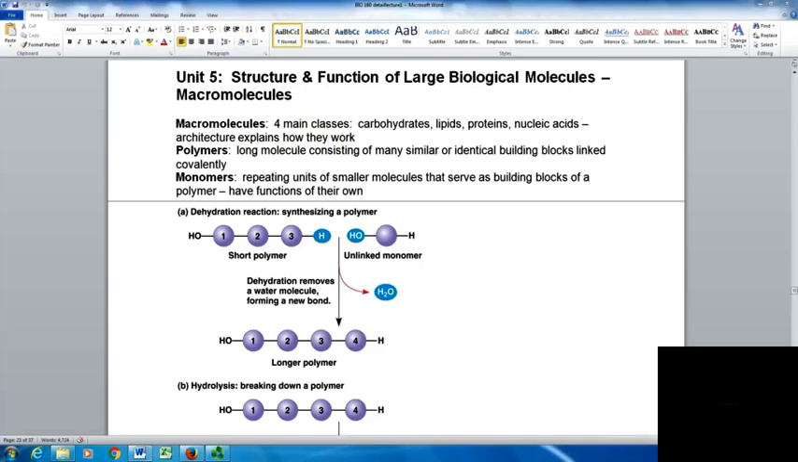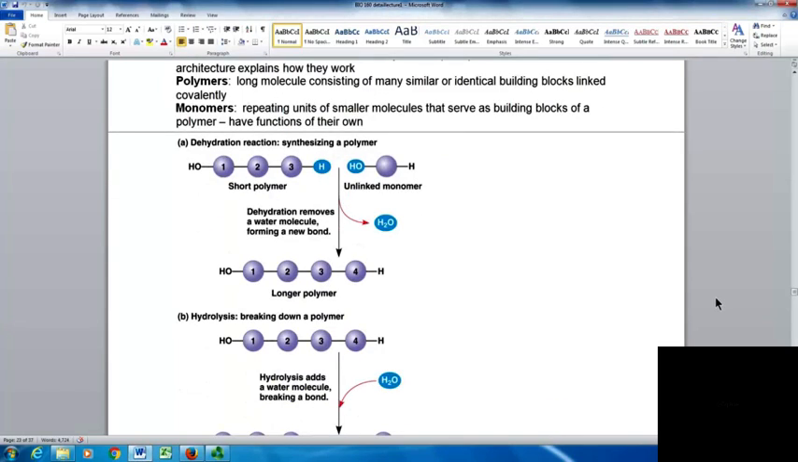So when we look at how these are built, most of the time it's going to be a dehydration reaction that's used to synthesize a polymer. When you dehydrate something, you remove water from it, and sometimes they're also called condensation reactions. So you can see here, you've got your short polymer, and an unlinked monomer over here. You've got a hydrogen and a hydroxide. This hydrogen is going to be removed along with this hydroxide to remove water from the molecule, and in the process it's going to glue those together, creating your longer polymer.